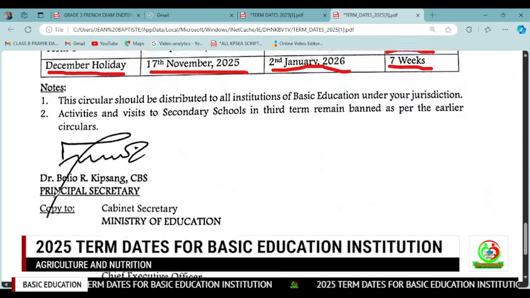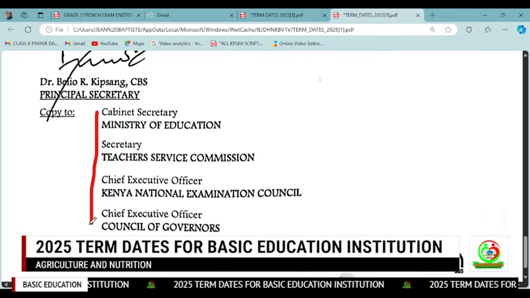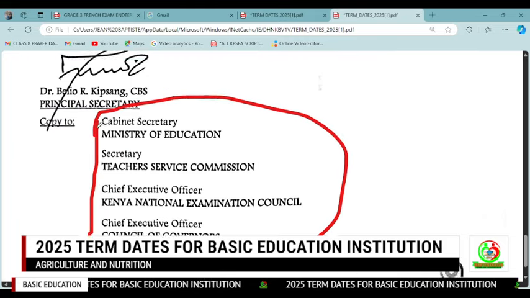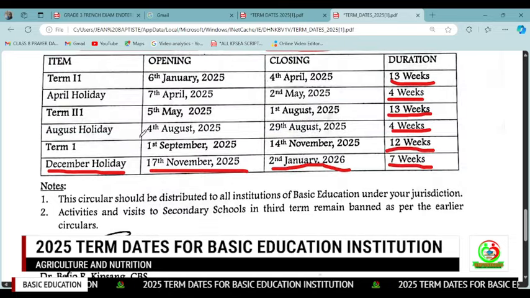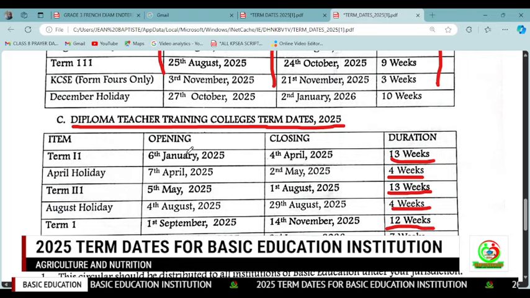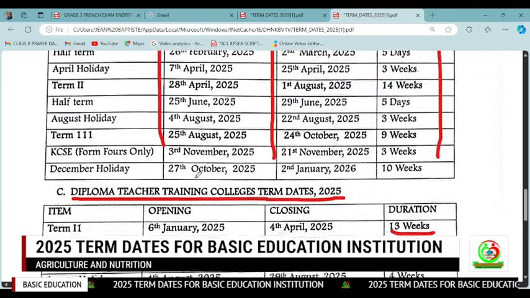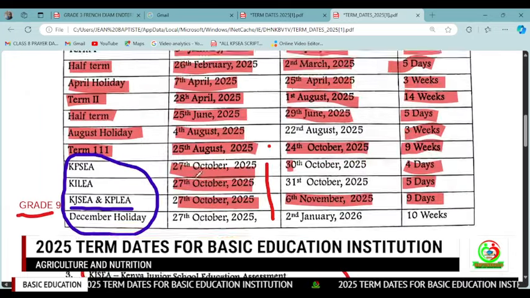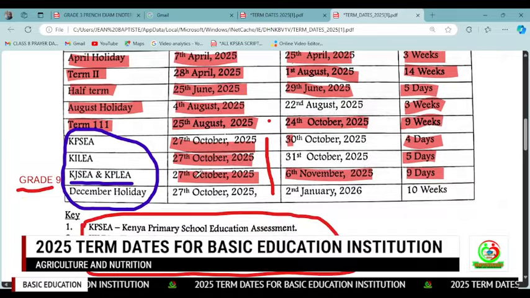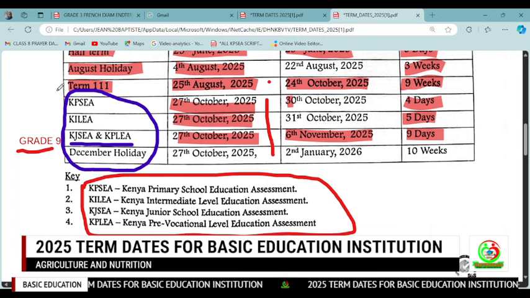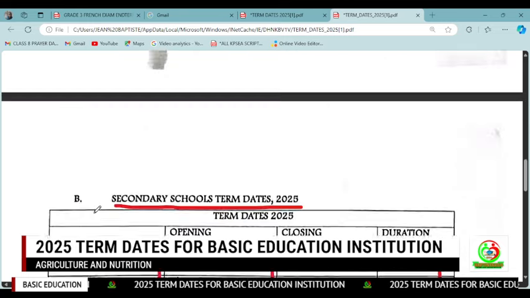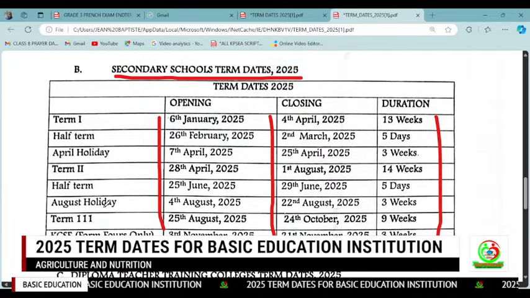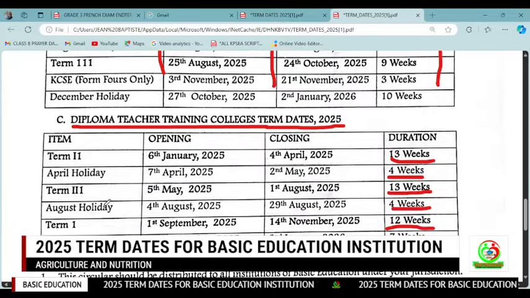So these are important. It has been shared to all these departments so that everybody can see. This is the guideline that will guide the entire basic education in Kenya. This is the timetable, the term dates that we are discussing here. That's why I have decided to return to them so that you can see them if you have not seen them. The important dates for junior school and primary are KPSEA, KILEA, KJSEA, KPLEA, among others. We have mentioned them down here. These are the dates for secondary school, and these are for diploma teacher training college, among others.